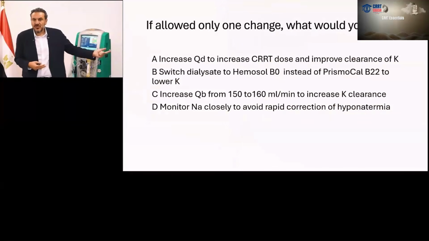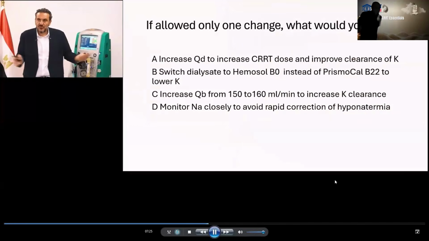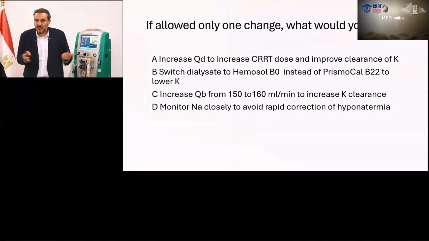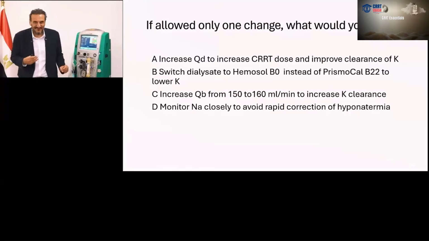B, switch dialysate from the Prismocan to a zero potassium solution, which is, for example, dialysate or Imosol BO. C, increase the blood pump from 150 to 160 ml per minute to increase potassium clearance. D, monitor sodium closely to avoid rapid correction of hyponatremia. So these are the 4 options. You are allowed one change only. What would you make? Now, let's look at them one by one.